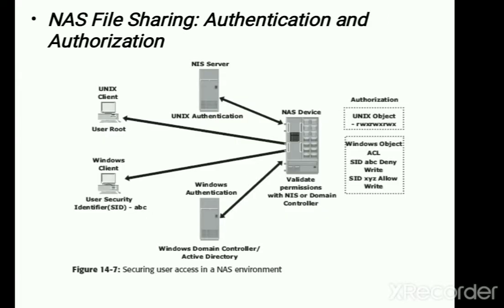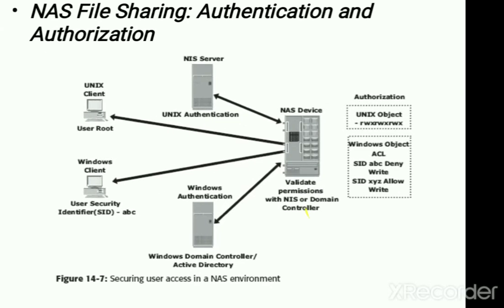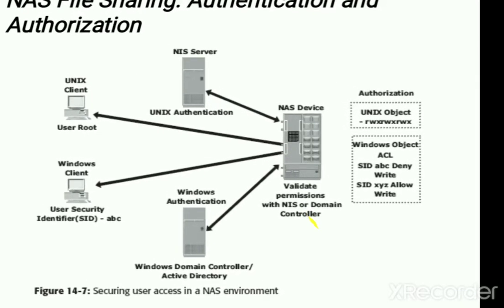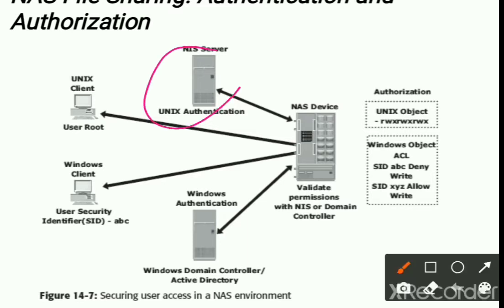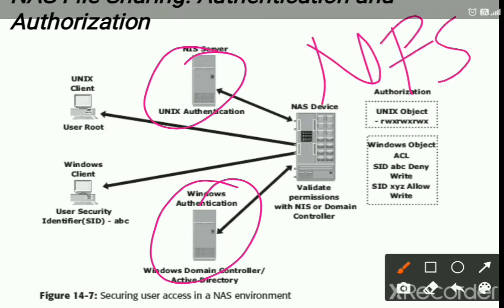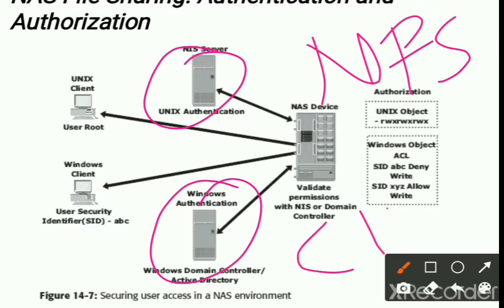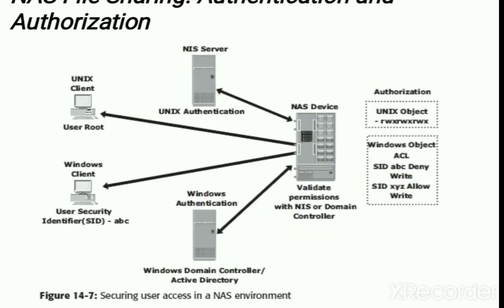Moving on to the next one, authentication and authorization. You can check in this figure that network attached storage provides access for both operating systems, Unix and Windows. It provides access for both networks, and it uses protocols such as the network file system, NFS, and also CIFS, which is called the common internet file system, to share the data.